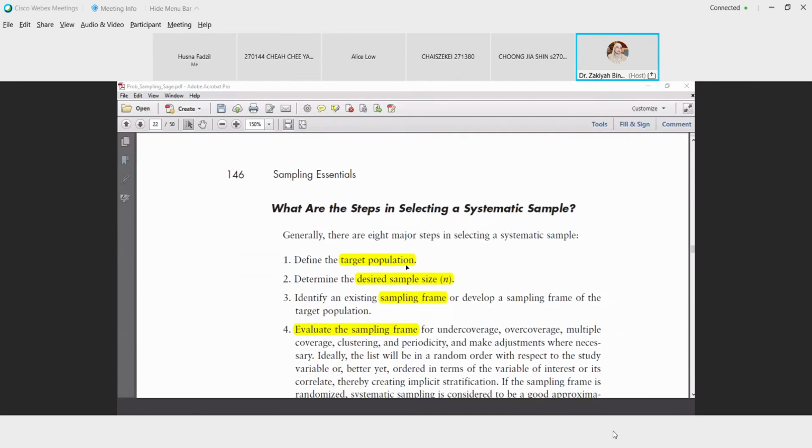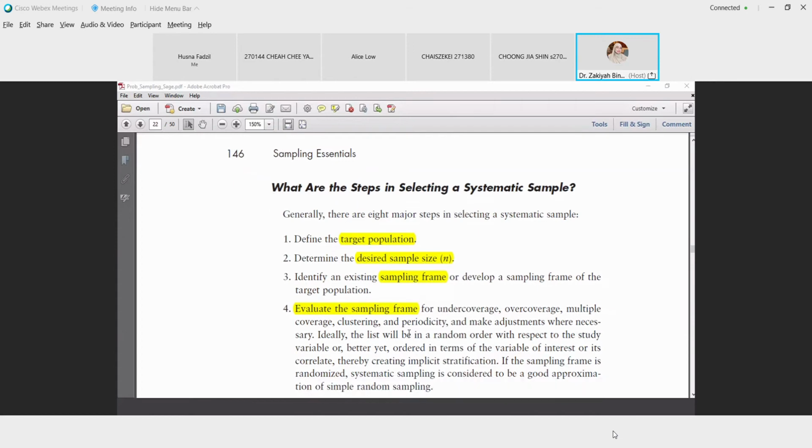Okay, now, what are the steps? Define the target population. You calculate the sample size n. If there is a sampling frame, then use it, or you have to develop your own sampling frame. If there's none, then no problem. And you have to evaluate the sampling frame.